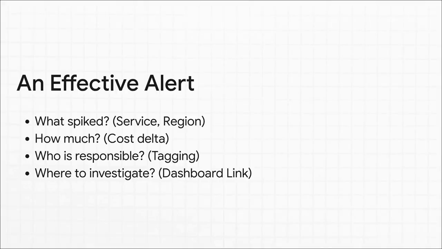A good alert is not a generic "warning, costs are high" message. That's just noise. An effective alert has to be actionable. It tells you exactly what you need to know: which service in which region just spiked, how much did it go up by, and crucially, who's responsible for it. This is where having a great tagging strategy is absolutely critical. And of course, it should have a direct link to a dashboard so you can start investigating immediately. The whole point is to shrink the time from detection to resolution.